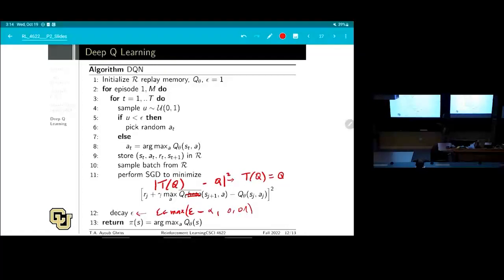Okay? Theta here is the parameter of the model. In a linear regression, it will be the weights and the bias. In a neural network, it will be the weights of the different layers in the neural network. Okay?